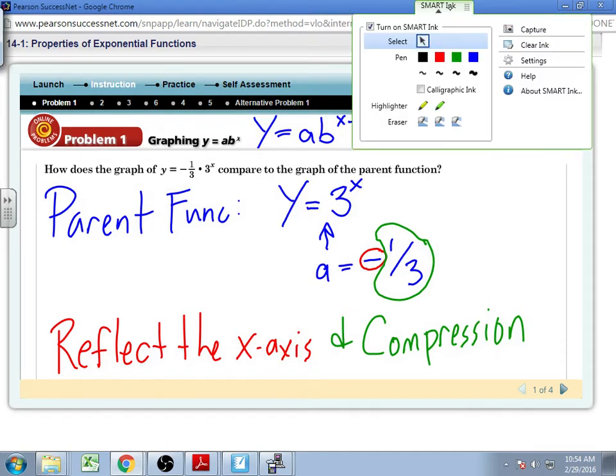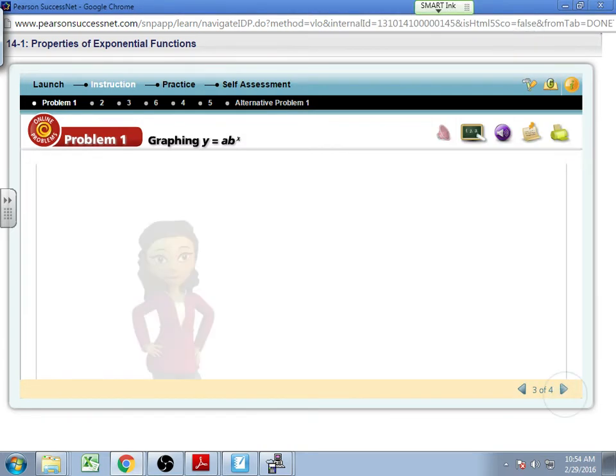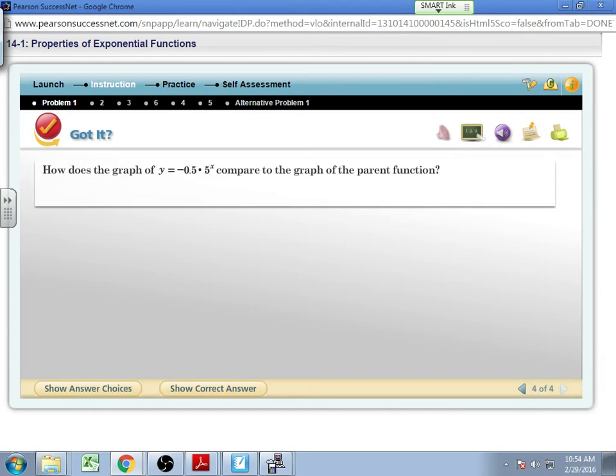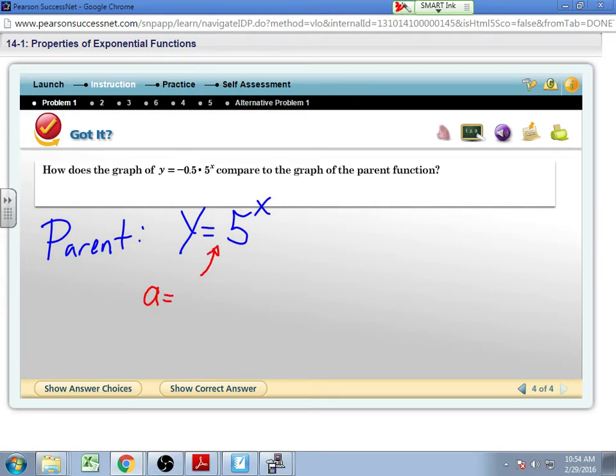Cool. So let's try the got it and relate our new graph, y equals negative 0.5 times 5 to the x. We want to write down what's the parent function. What is my parent function? Ben? Y equals 5 to the x. 5 to the x. So what's happening is we're applying a coefficient value of negative 1/2. We should be able to anticipate what's going to happen.